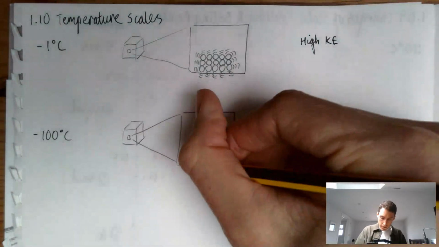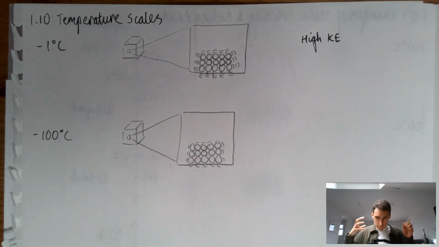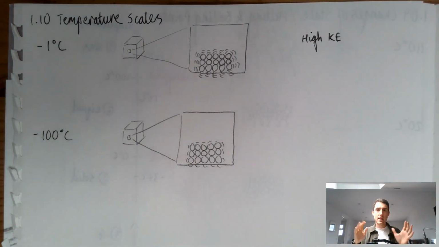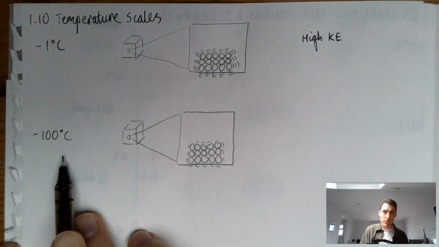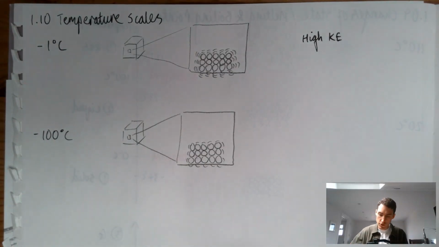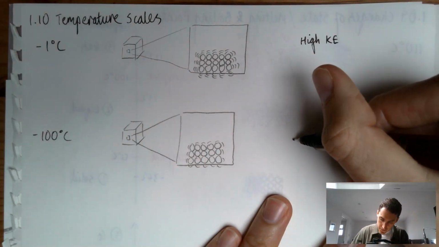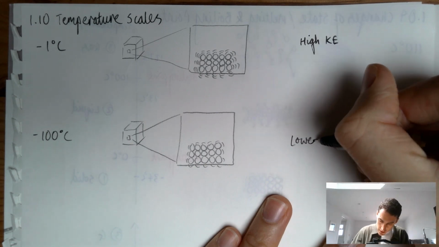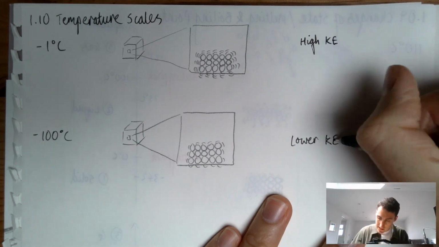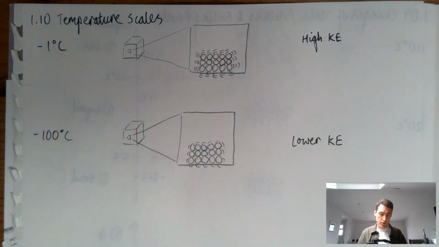And I really want to use this lesson to continue to embed that link between the temperature of a substance and the average kinetic energy of its particles. So what I'm going to write here is, well, now we're at a lower temperature, we've gone down to -100, we've put it in this special freezer, we've got a lower kinetic energy on average in amongst the particles.